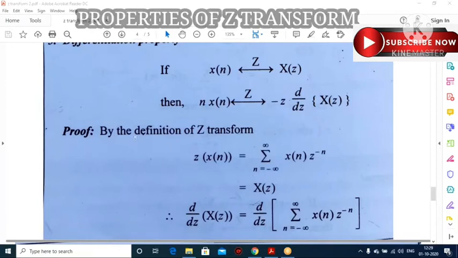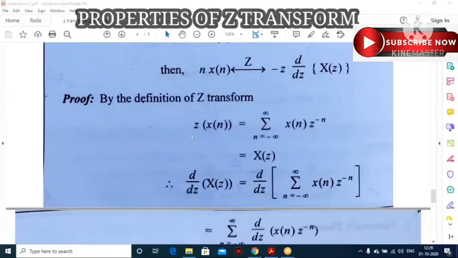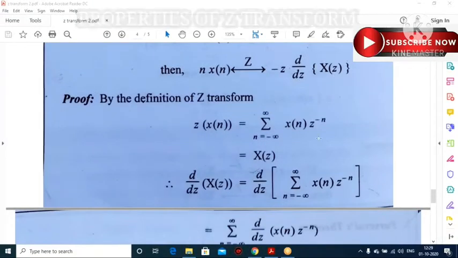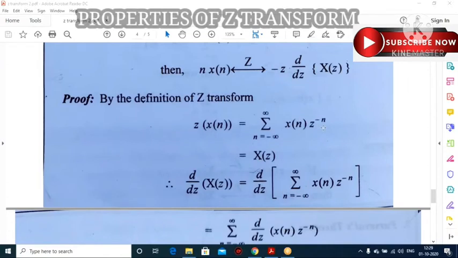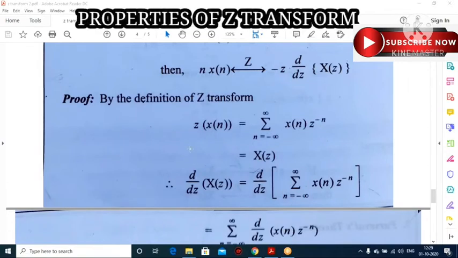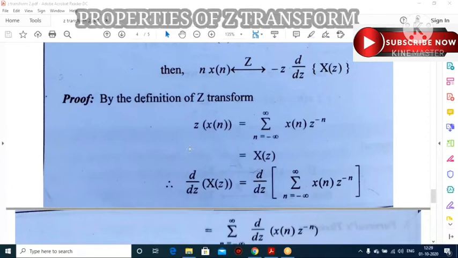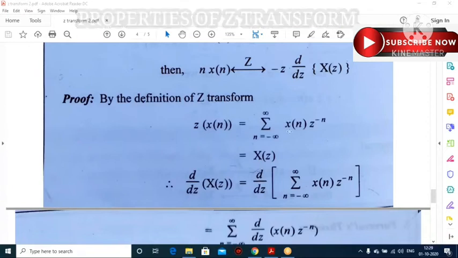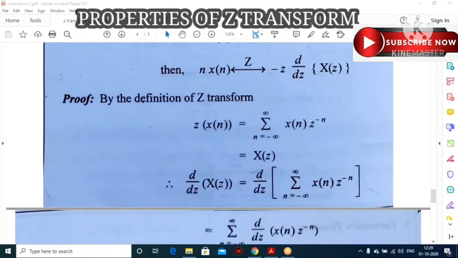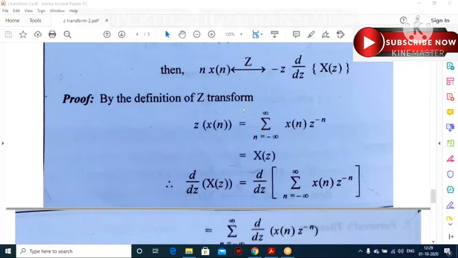Proof by the definition of z transform: z transform of x of n is equal to summation n equal to minus infinity to plus infinity x of n z power minus n. So here what I am going to do is, as in the previous properties, your work is inside the summation part only.